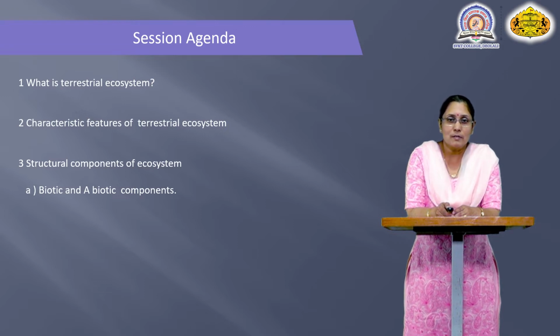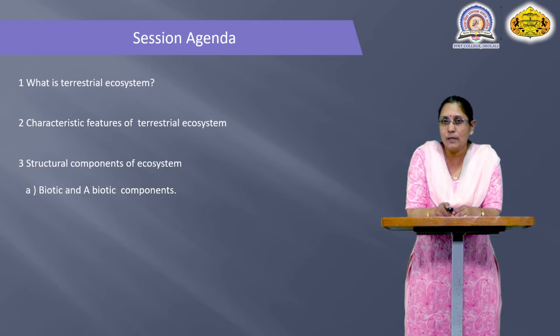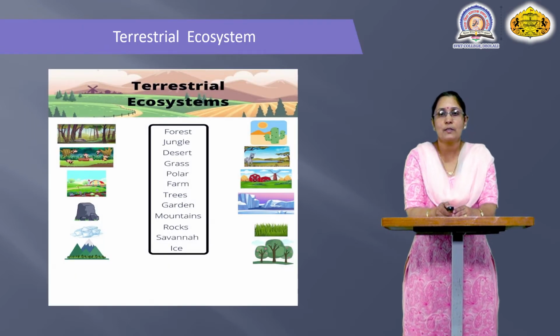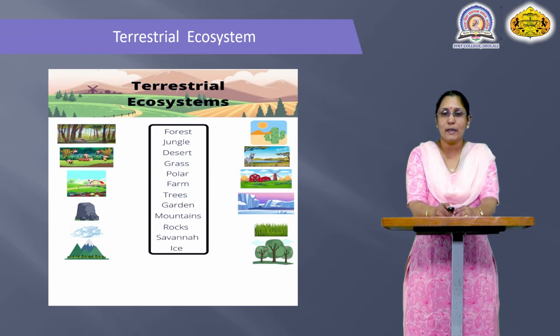This is our session agenda in which we are going to talk first of all what is meant by terrestrial ecosystem, then what are the characteristic features of this terrestrial ecosystem, structural components of the ecosystem as biotic and abiotic ecosystems. So here you can see what is meant by terrestrial ecosystem at a glance.